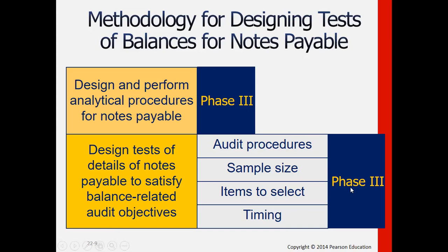Then we have to take note also in terms of risk that the riskier a business is in terms of a certain account like notes payable, we have to perform more audit procedures, increase the sample size, select more items, and then we actually do the audit close to the end of the reporting period.